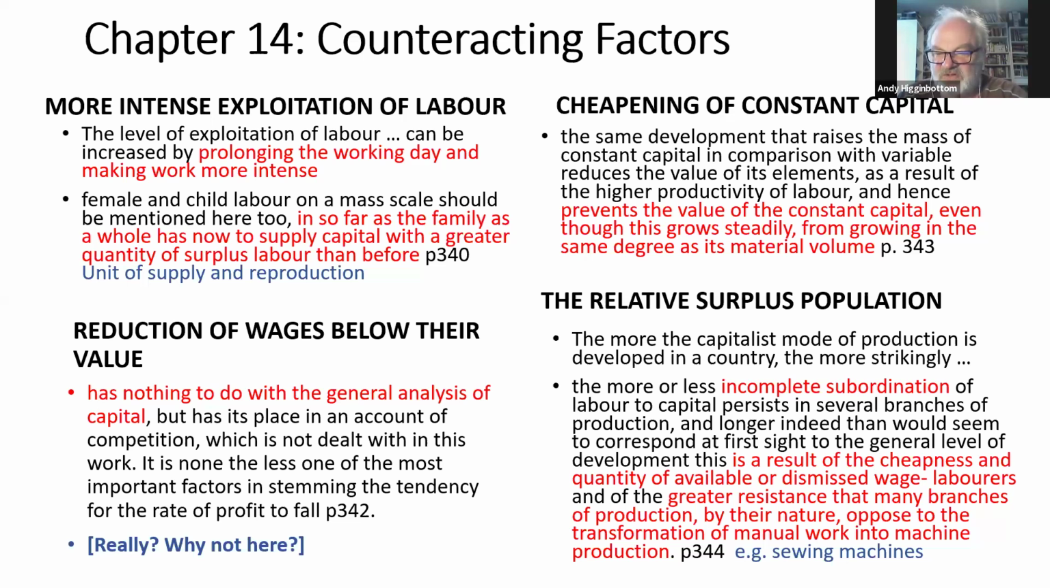The cheapness of the quantity of available or dismissed wage laborers, and the greater resistance that many branches of production by their nature are opposed to transformation of manual work into machine production. So this is the reason for their reluctance. He has explained elsewhere that if the wages are low enough, there's actually not an incentive for capital to introduce the machinery, right? So these low wages have more than one effect.